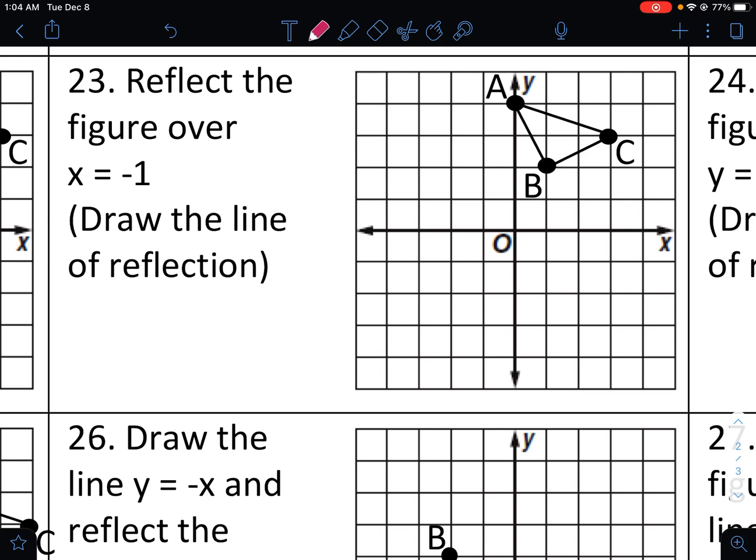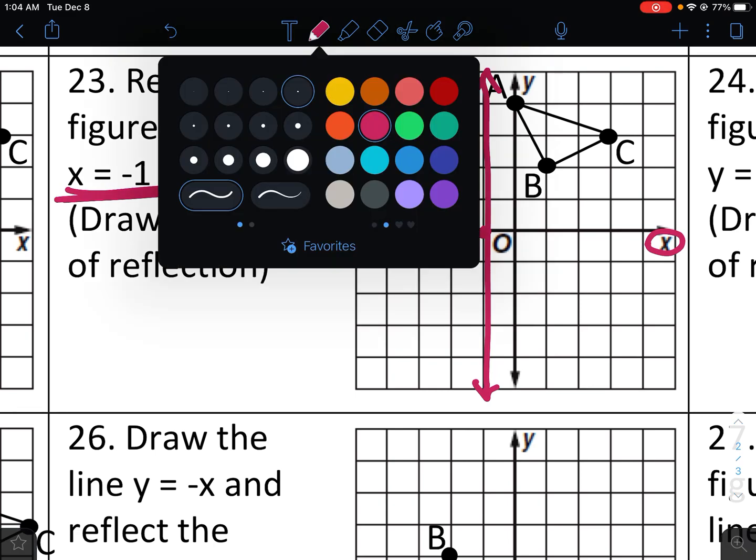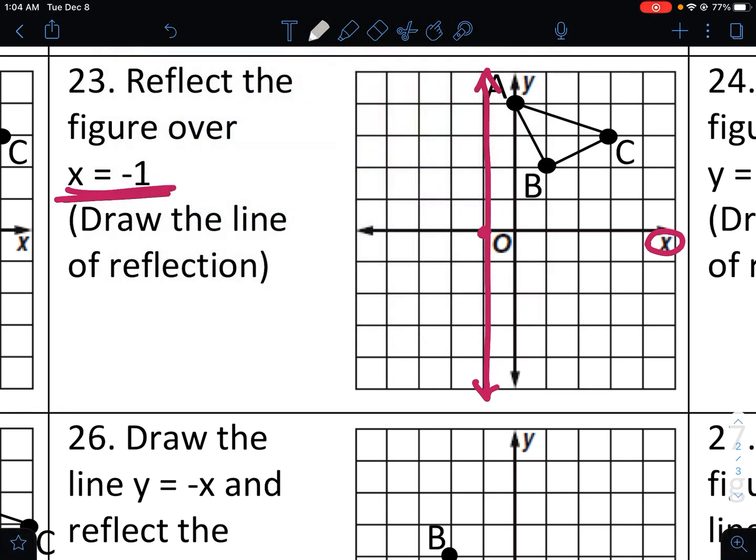Number 23, reflect the figure over x equals -1. So don't forget, x equals -1. Look at the x-axis, then find -1 and draw a line through it. That's how you graph that. And so now we're going to reflect across that line. We see that point A is 1 space away, so we're going to go 1 space away in that direction.